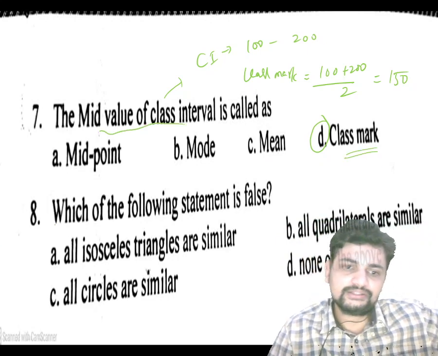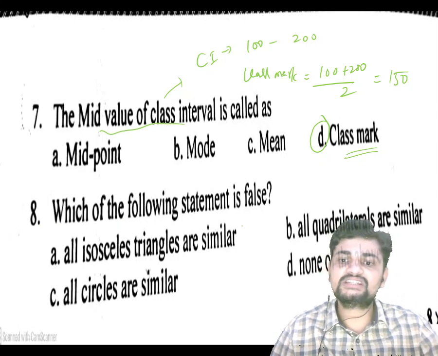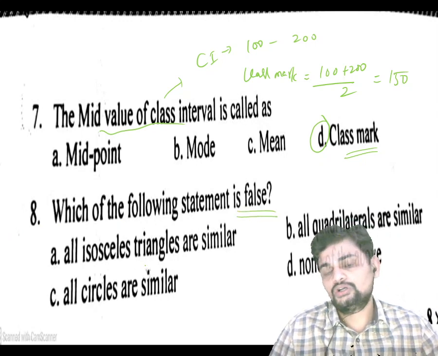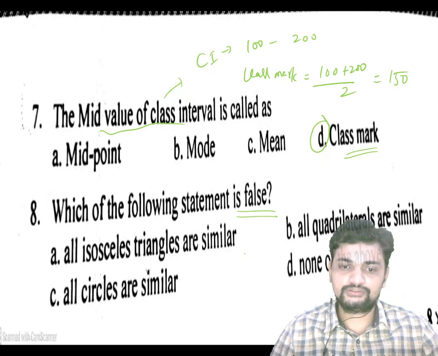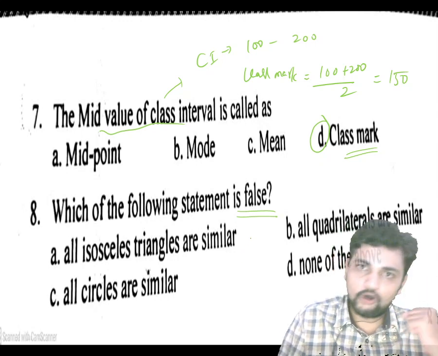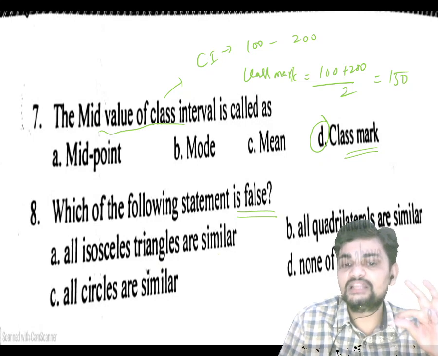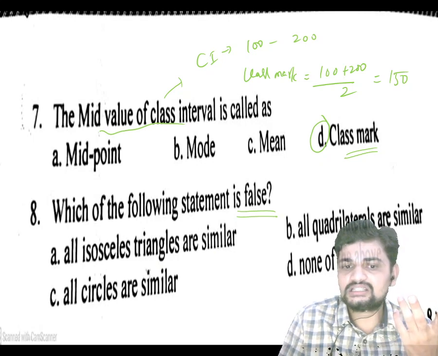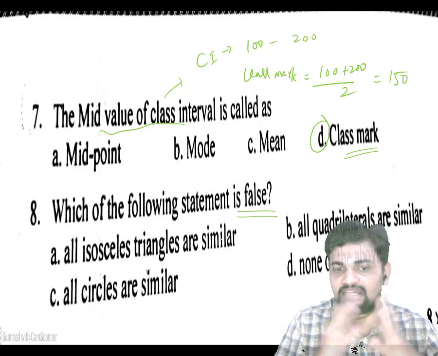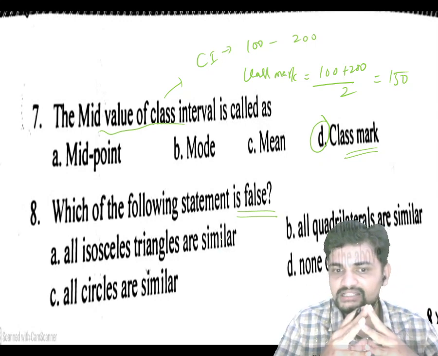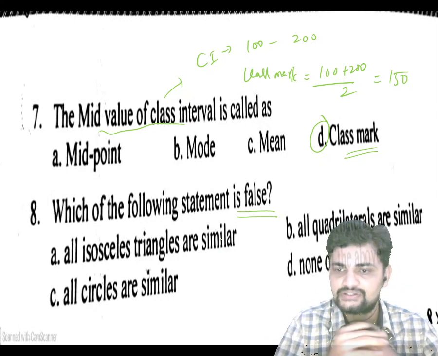Now question number 8 is, which of the following statements is false? The very important keyword here is false. So undoubtedly we have to go through all the options here. First option, all isosceles triangles are similar. See, isosceles triangles means two sides are equal and the third side is unequal compared to the two sides.